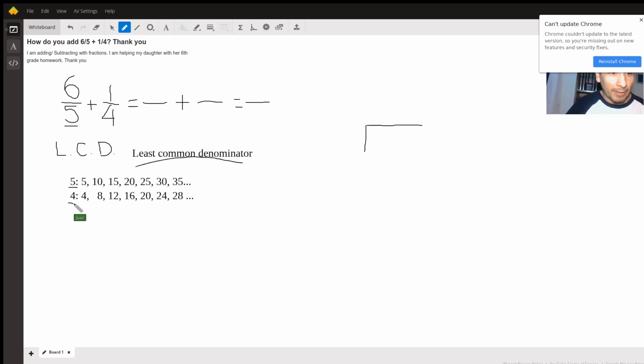I did put it in here. The multiples of 5 are 5, 10, 15, 20, 25, 30, 35, etc. The multiples of 4 are 4, 8, 12, 16, 20, 24, 28, etc.